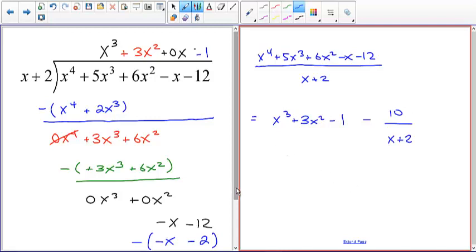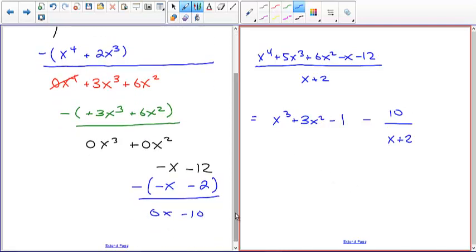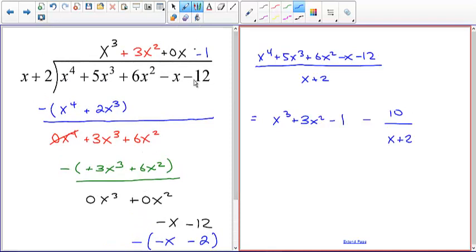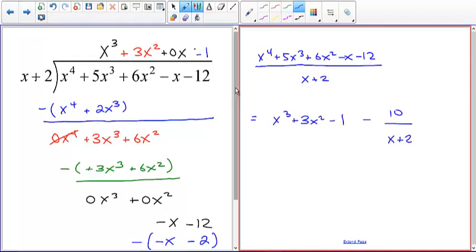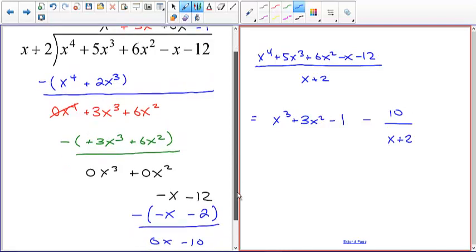Because the remainder is not 0, this is not a factor of that, and the actual division results in this. So hopefully I did that right. Let me just do a quick check here. Yeah, it looks right.